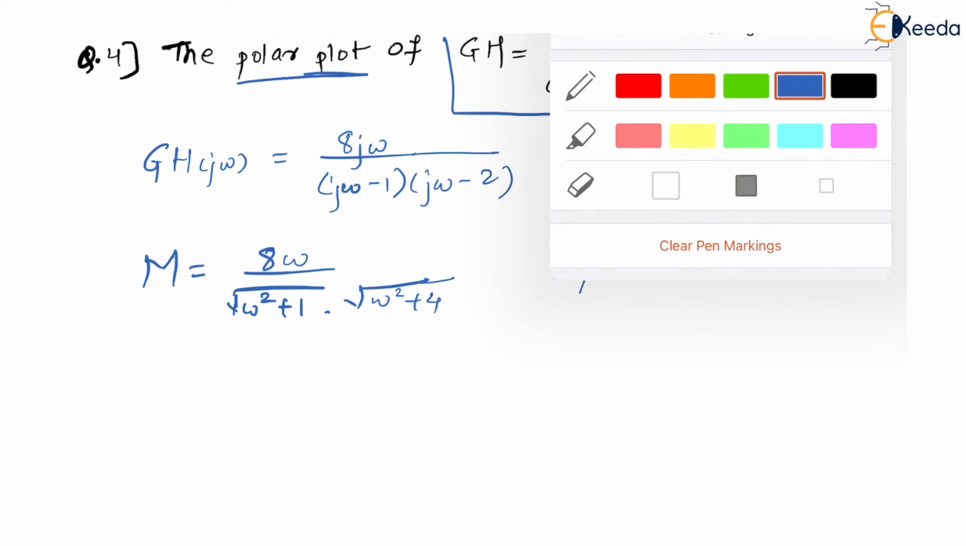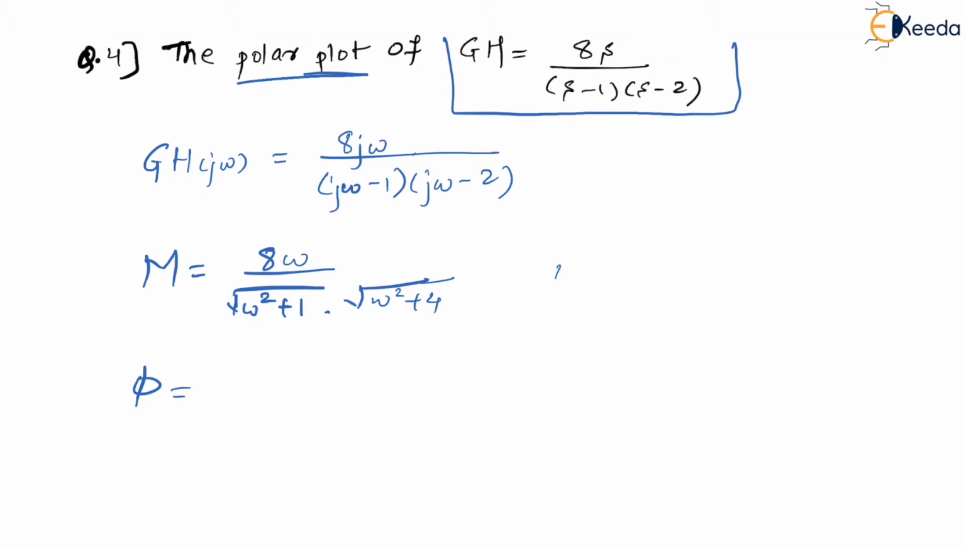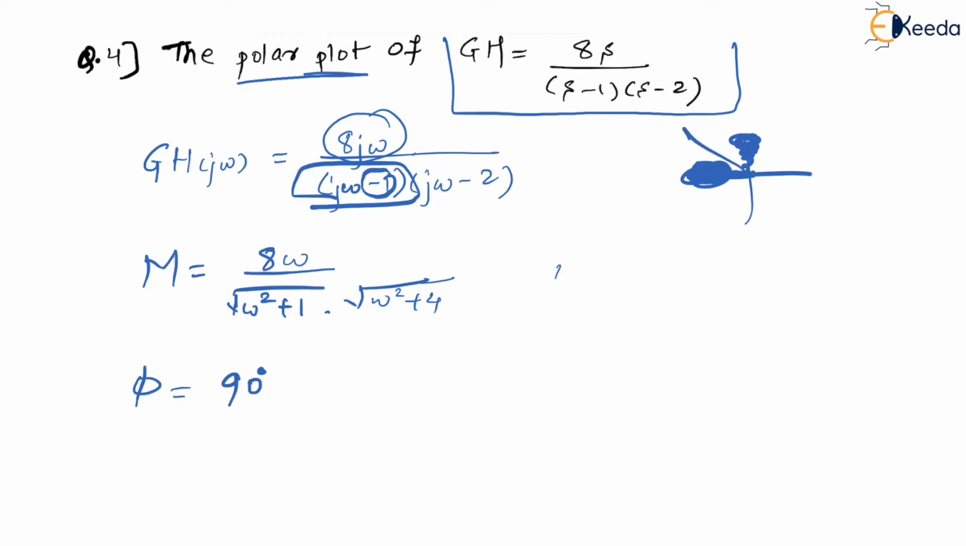Now how much is the phase? Phase phi, it is equal to what? For the top one you get a 90-degree contribution because you have j there, so it becomes 90 degrees. Then for this one, the real part is negative and the imaginary part is positive, which means it is in the second quadrant, so whatever angle you get is going to be 180 degrees minus that angle.